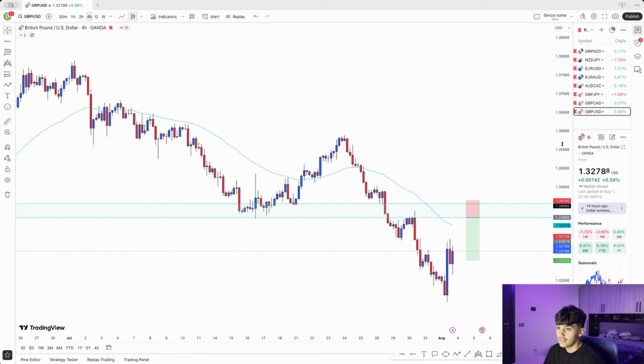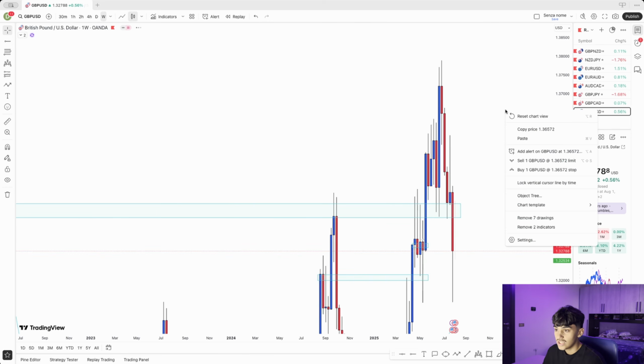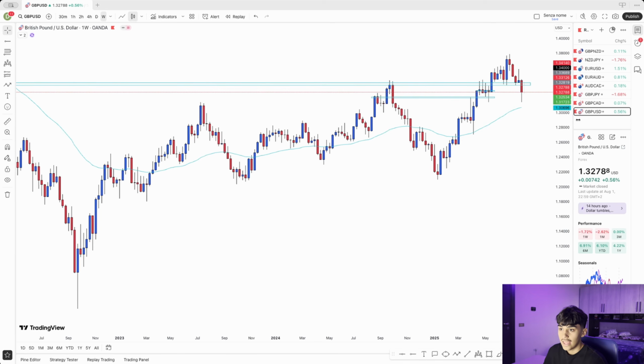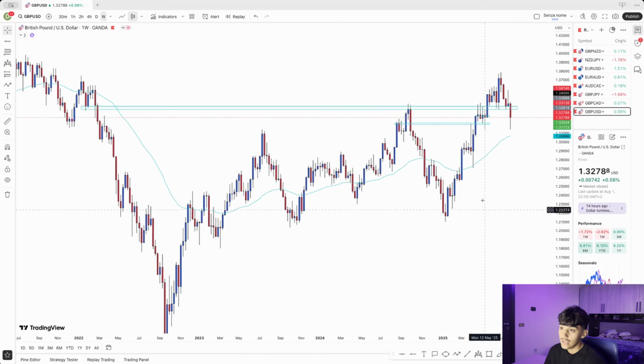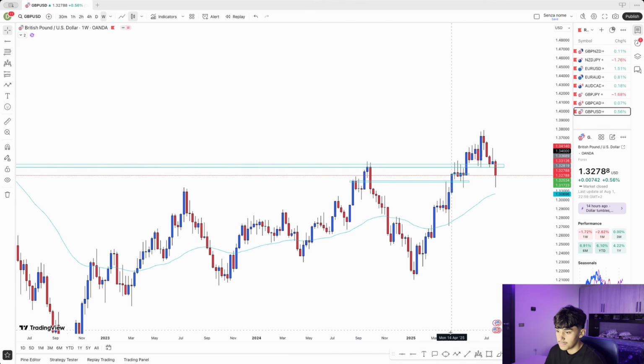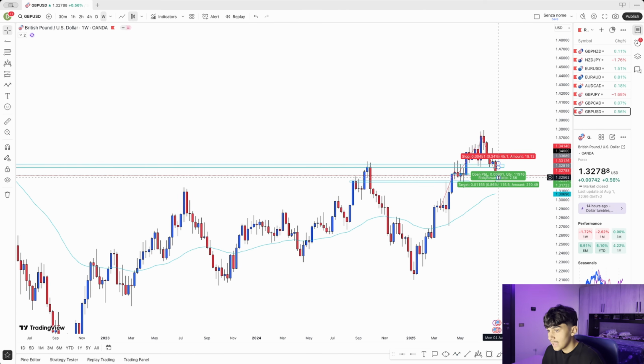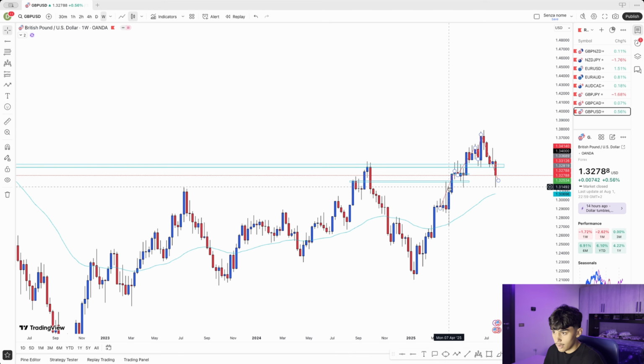Now the last pair is GBP USD, which is also similar to GBP JPY. The weekly time frame on this one here is bearish, because this was higher high, higher low, higher high, higher low, higher high, lower low, with this one being the lower high. So let me remove my arrows. So guys, GBP USD is bearish on the weekly.